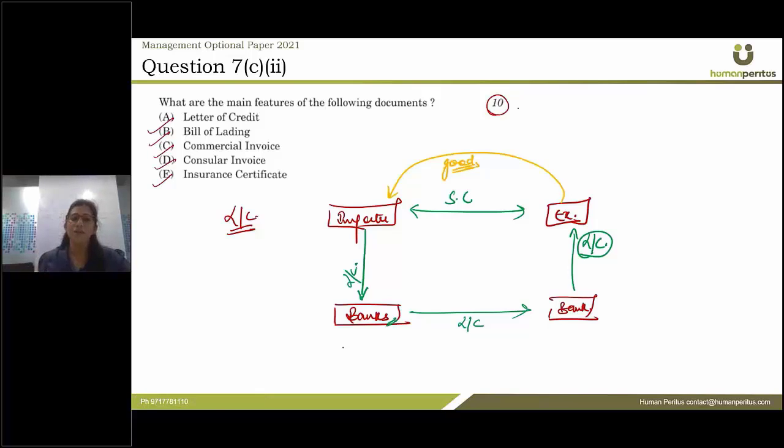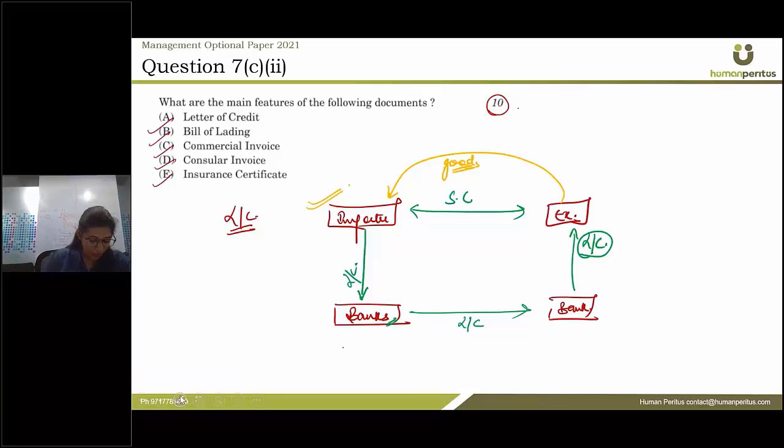Now, next one is the bill of lading. One more thing, that you can write your answer. If you write your answer in this diagrammatical or flowchart form, that would become very easy even for you to easily and quickly finish your answer. And the examiner would also get the idea about the clarity, that you have the understanding of the answer very much.